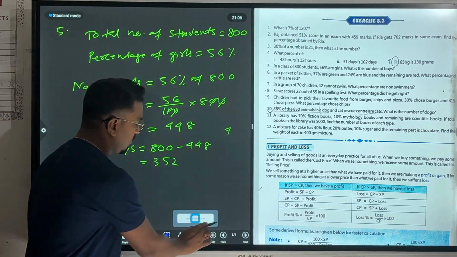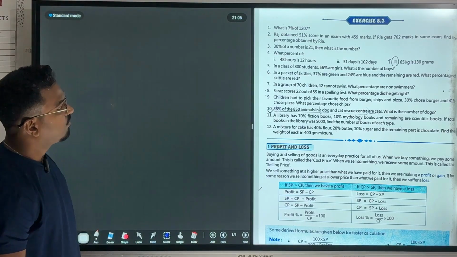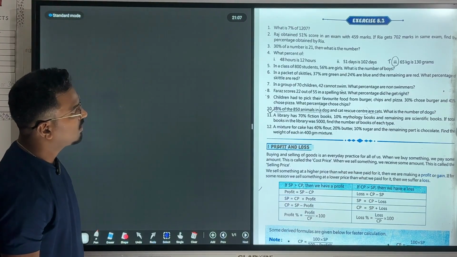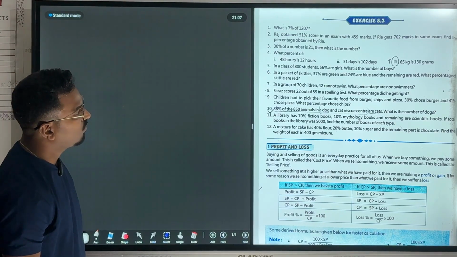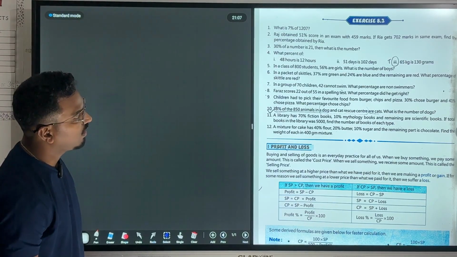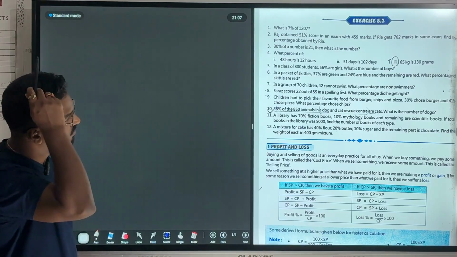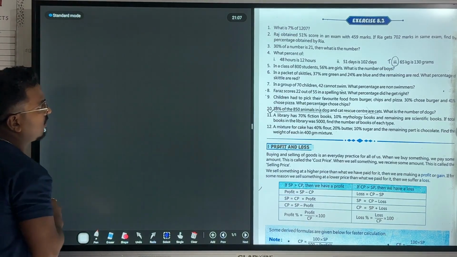Moving to the next question. In a packet of Skittles, 37% are green, 24% are blue and the remaining are red. What percent of Skittles are red? So, you just have to subtract it, right?